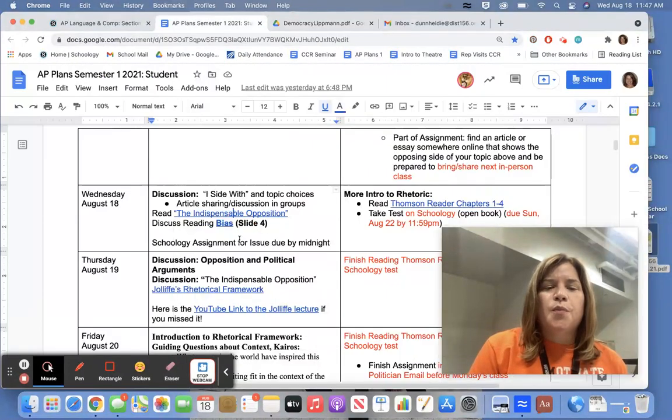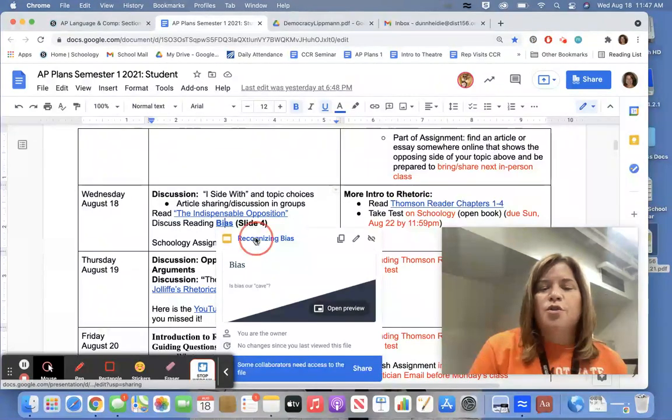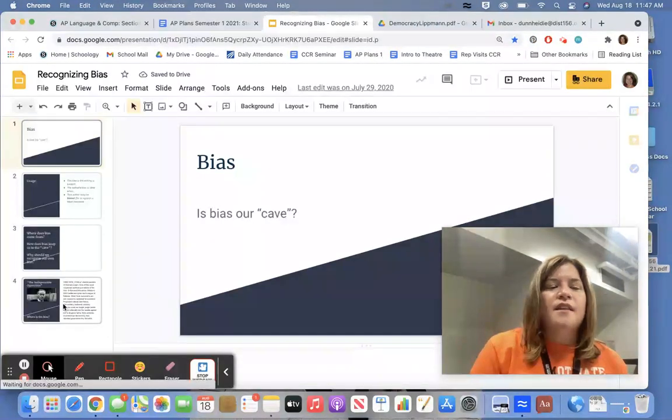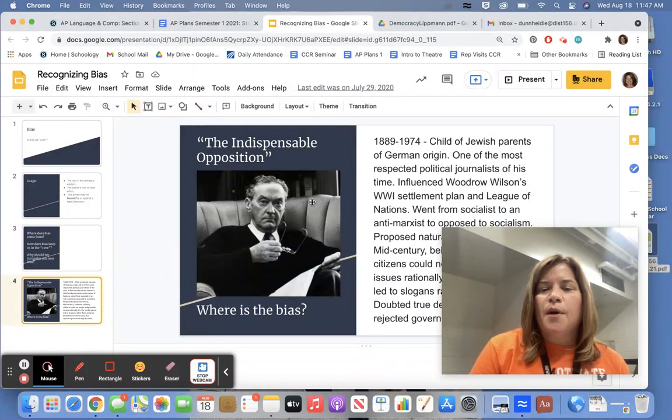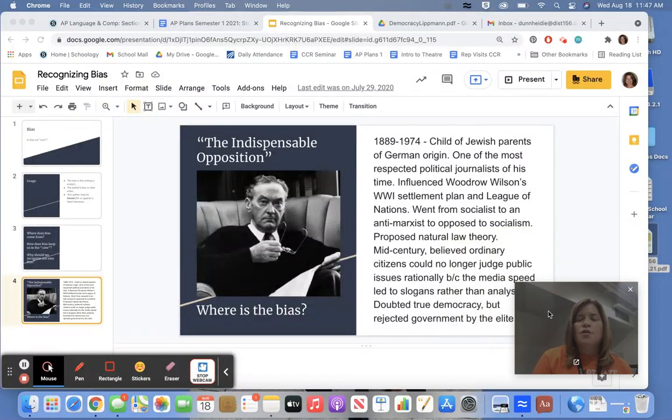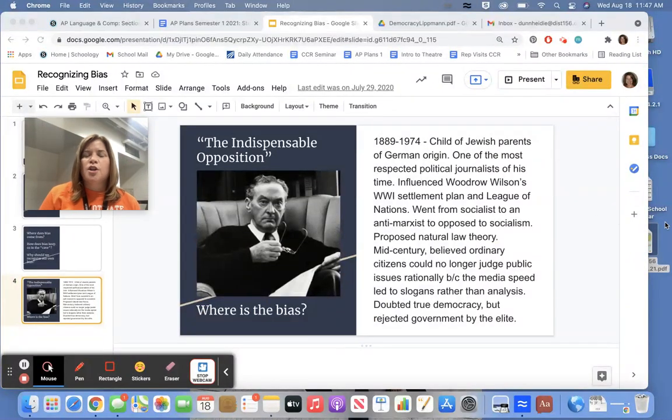And in order to do that, when we go into here, this is the same slideshow I showed you yesterday, recognizing bias. The last slide is what we're going to be talking about. So we're going to discuss who Walter Lippmann was, and you can see by this information that he was a child of Jewish parents of German origin, that he was a political journalist of his time, that he was highly influential to Woodrow Wilson during World War I for the settlement plan and for developing the League of Nations. If you look at this, he went from socialist to anti-Marxist to opposed to socialism. And then he proposed something called the natural law theory, which we'll talk about briefly in class.